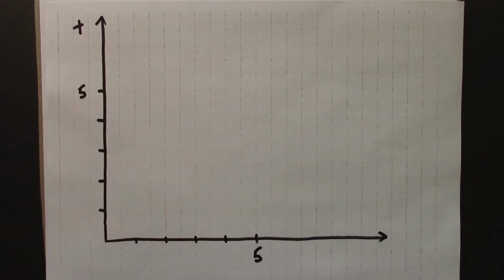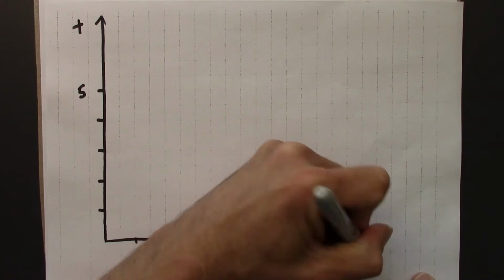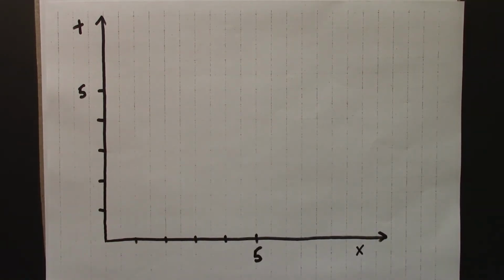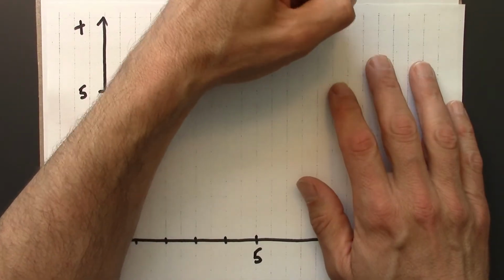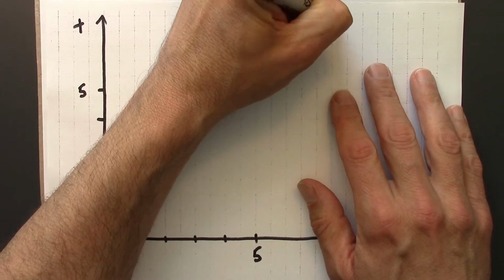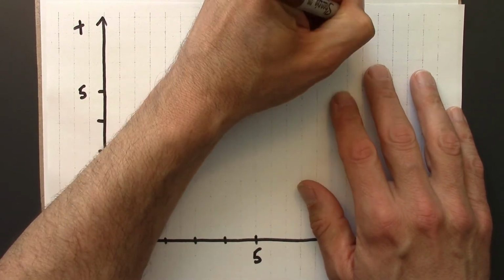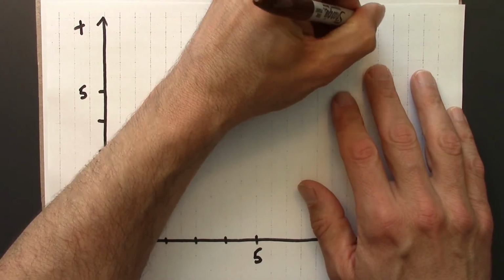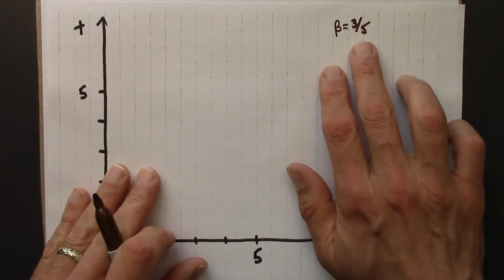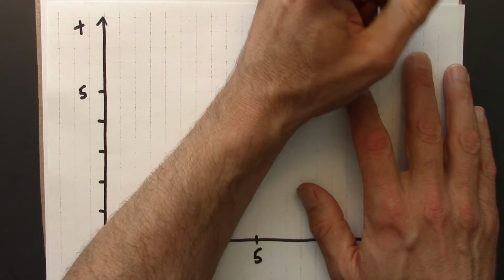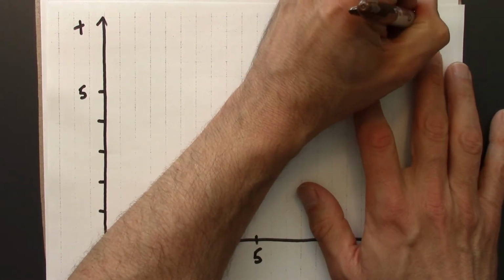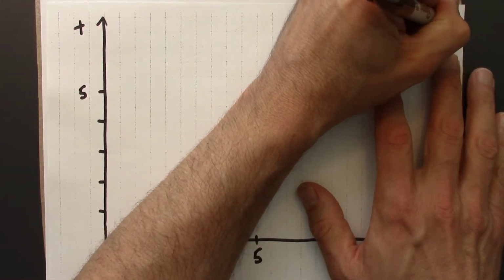So I've started the diagram here. This is t and x. And let's imagine, as we often do, that the other observer, the moving frame, is moving at a speed of beta equals 3/5. And that's a convenient number because we've seen that when that's the case, gamma is 1.25 or 5/4.